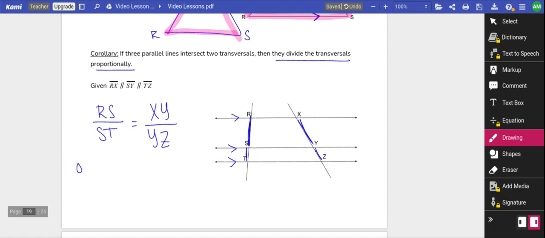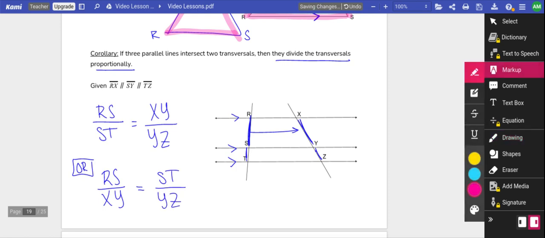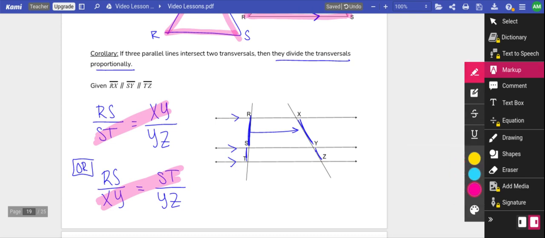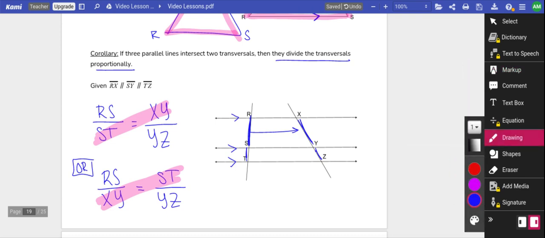Or another way to set up something like this would be to take RS and set it over XY going across, and then ST and YZ. Either way that you would set this one up, notice that the cross products would still wind up being multiplied by one another, so it's okay. They would be equivalent proportions.